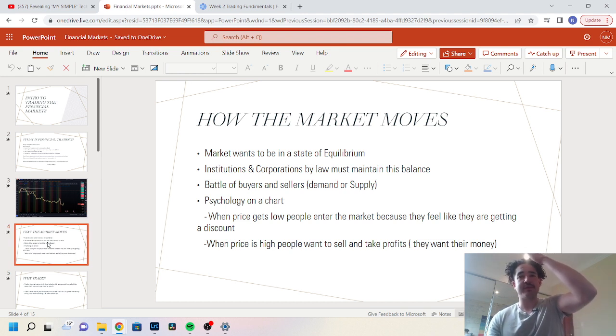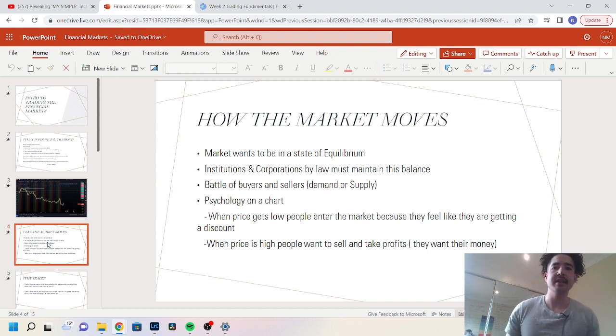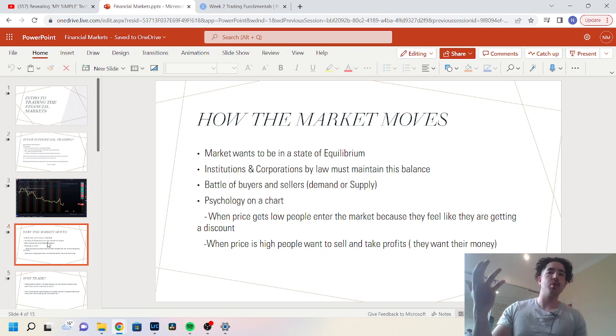So like I said before, supply and demand, it's people thinking that the price is either going to go up or down. That's all it is. And that dictates the movement in price, whether it goes up or whether it goes down. So, psychology on a chart. When price gets low, people enter the market because they feel like they're getting a discount or a good deal.